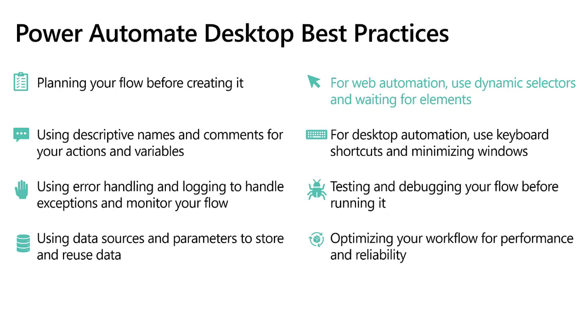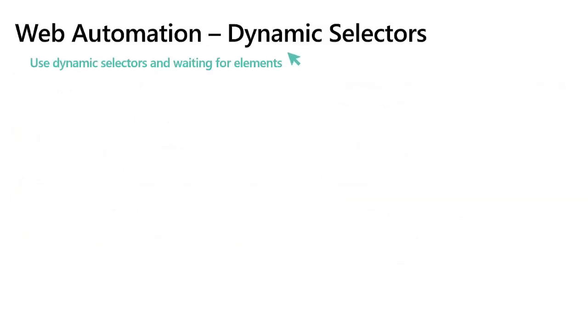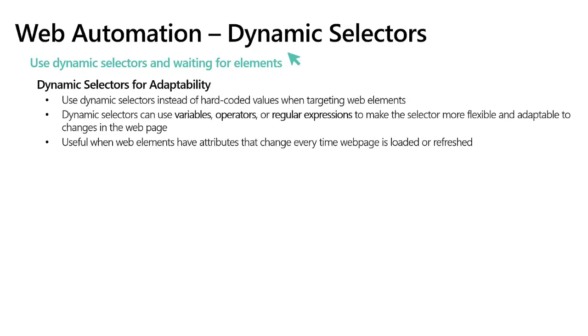When you're working with web automation, use dynamic selectors and waiting for elements. Use dynamic selectors for adaptability. It's better to use dynamic selectors instead of hard coding values when targeting web elements. Your dynamic selectors can use variables, operators, or regular expressions to make the selector more flexible and adaptable to changes in the web page. This is extremely useful when web elements have attributes that change every time the web page is loaded or refreshed.